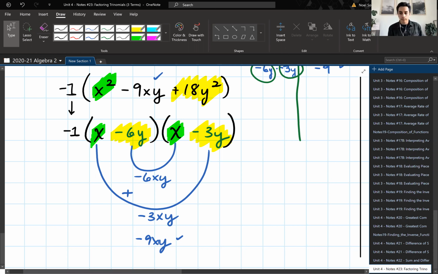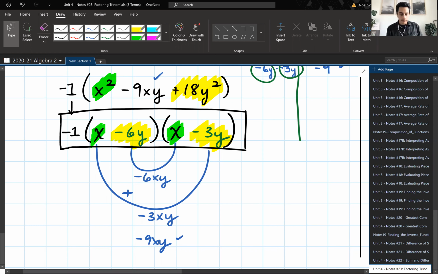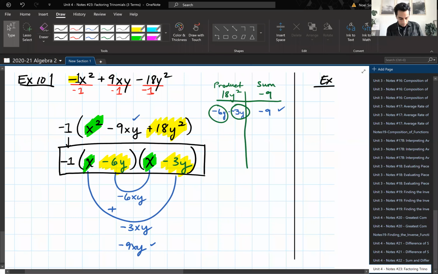So now I have my fully factored form. Oops. Didn't mean to chop that negative. And there we go. Questions on number 10.